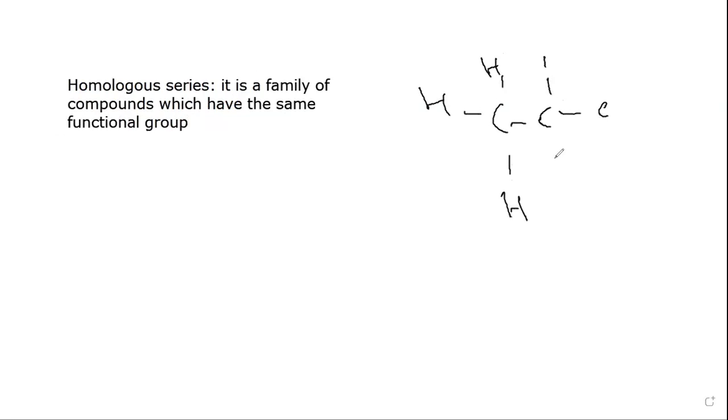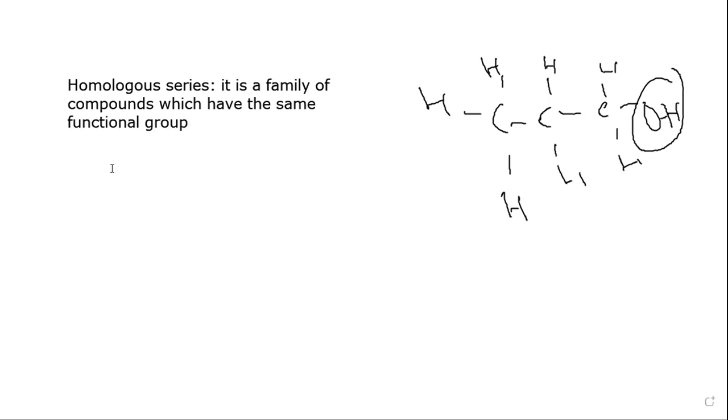You have your H's. And right here, you have an OH, alcohol, right? So this is a functional group right here. And homologous series is a family of compounds which have the same functional group, right? They have similar chemical properties.